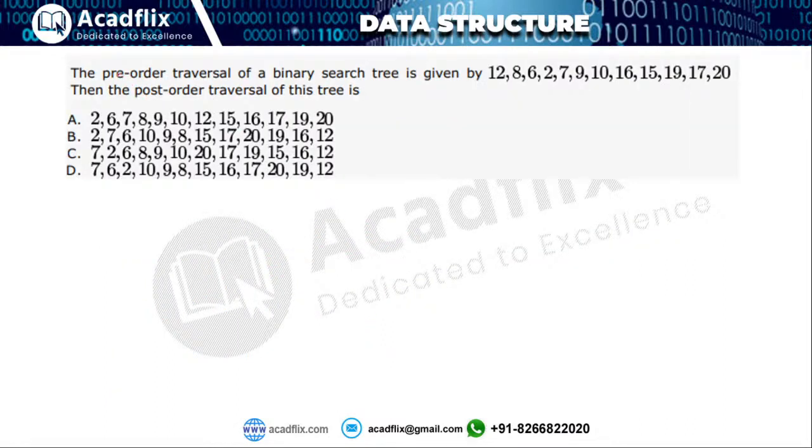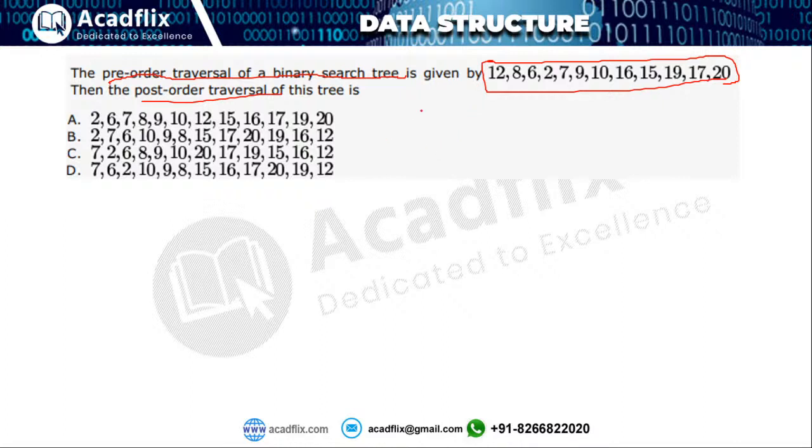In this question, they are saying that we have a pre-order traversal of a binary search tree, and we have to find the post-order traversal of that binary search tree. How do we do that? In order to find the post-order traversal of a tree, we first have to construct that particular binary search tree. We have discussed the procedure, but for the very last time, I'll repeat it.